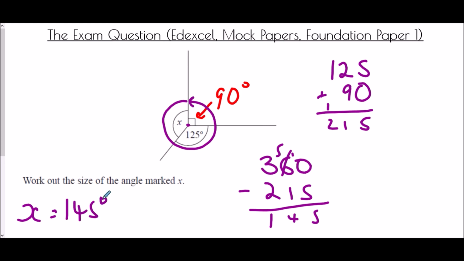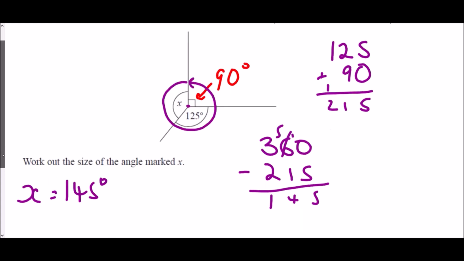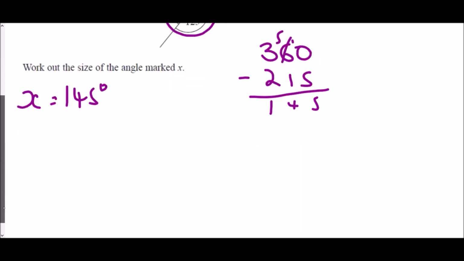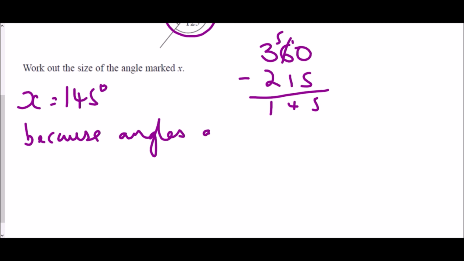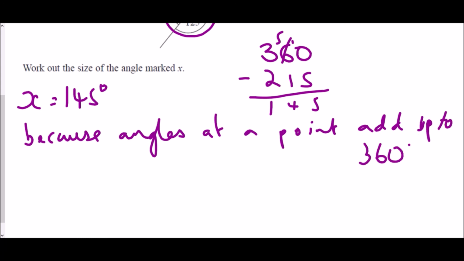So X equals 145 degrees. Now in this question, we haven't been asked for a reason, but if we were, then the reason would be because angles at a point add up to 360 degrees.